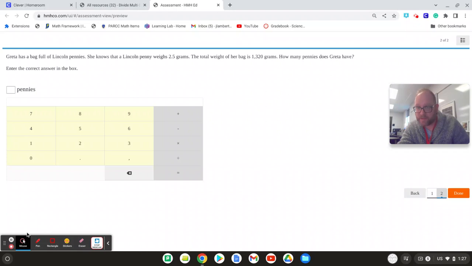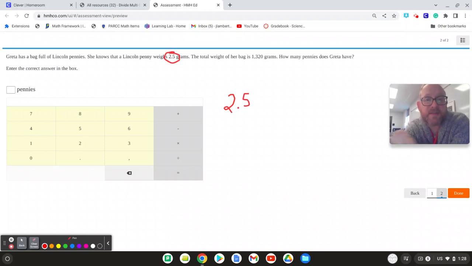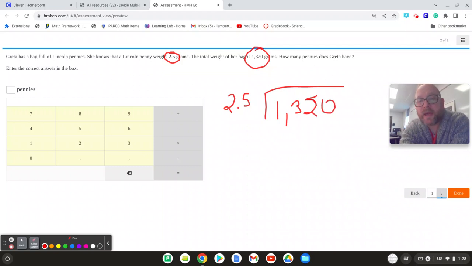All right. Now that you've set that problem up, hopefully you set it up correctly. Let's do it together. So as we are doing this, I cannot have a number as my dividend or my divisor that is a decimal. And in this case, I've got 1,320 grams, but that's going to be divided by the 2.5 grams that each penny weighs. And that's going to then tell me how many pennies I have out of the total thing. So I can't have that as a decimal. So what I need to do is move that decimal one spot over.